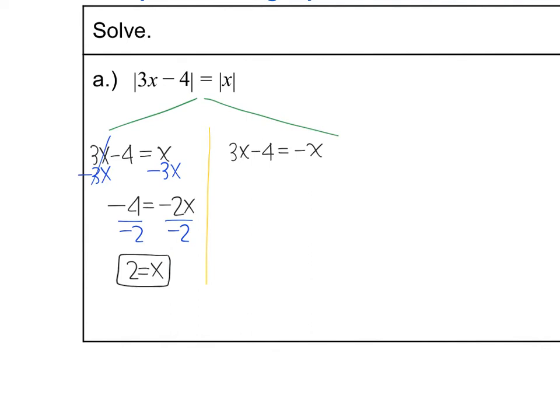Let's see, on the other one, I'll go ahead and subtract negative 3x again. So now I have negative 4 equals negative 4x this time. And I'll divide by that negative 4, so it cancels. And then on the other side, it'll become 1. Negative 4 divided by negative 4 is 1. So x is 1 and x is 2.